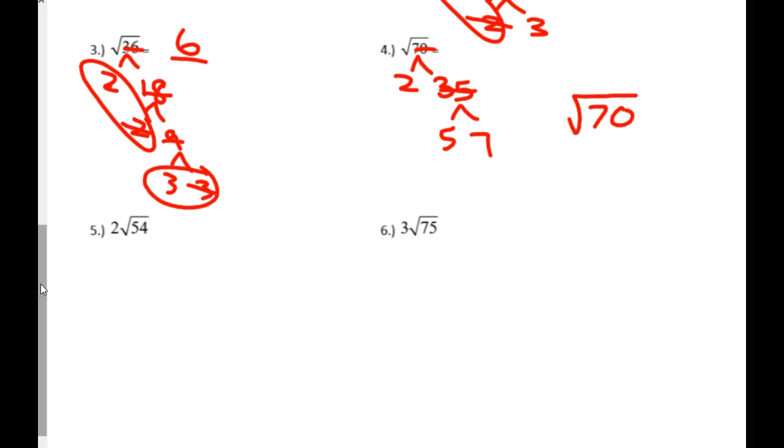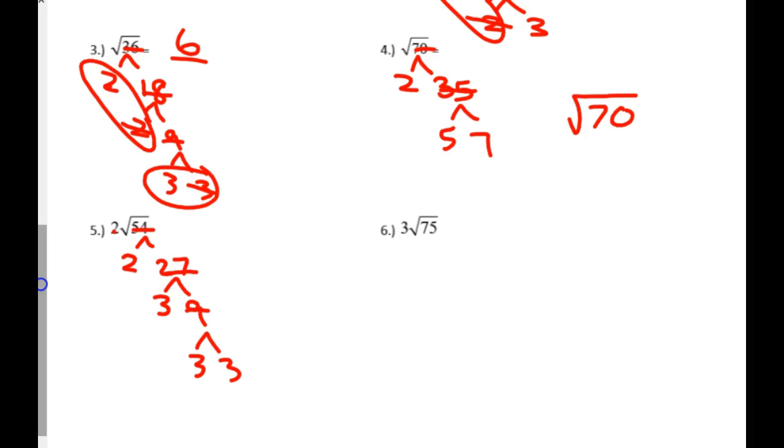Now 5, this is tricky. Look at this. 54 is 2 times 27. 27 is 3 times 9. 9 is 3 times 3. What are my pairs here? What do you think? Now, you see these 2 2's?